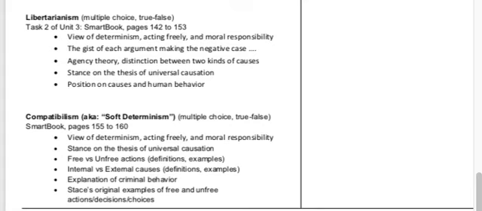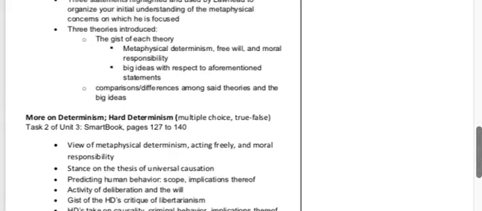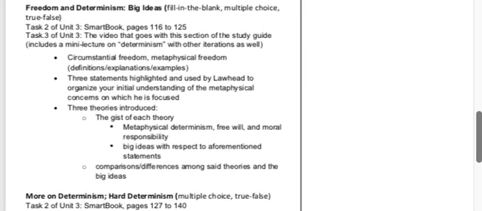All right, so assuming that you have reread those sections, I want to call your attention to the fact that I do say more on determinism, and then I say hard determinism here. For each of the theories, I do want you to know what their take is on metaphysical determinism. Do they accept it? Do they endorse it? Do they reject it? Do they deny it? You were first introduced to that when you were in section 2.6 of the reading, where you were being introduced to the problem of free will and determinism.